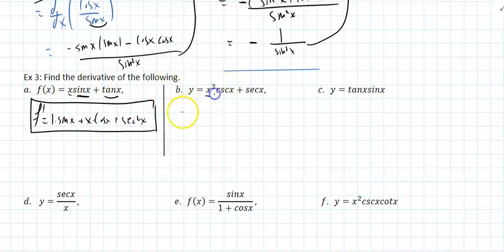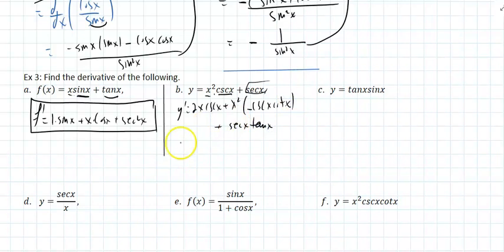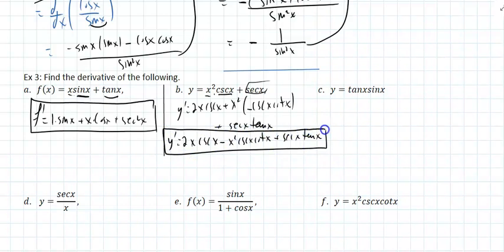Same deal here, the product rule. If I want to find y prime, that's 2x times cosecant of x plus x squared times the derivative of cosecant, which is negative cosecant of x cotan of x, and the derivative of secant is secant of x tan of x. So you could clean it up again. You could leave it as is. It really doesn't matter. 2x cosecant of x minus x squared cosecant of x cotan of x plus secant of x tan of x. Lengthy problems, but they're not hard.